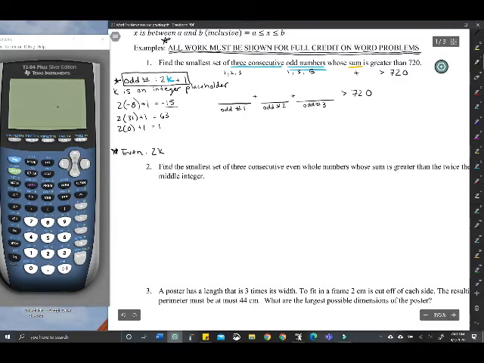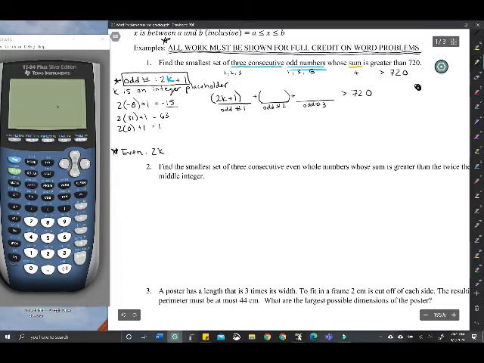Okay, with that tidbit of knowledge, we can fill in our gaps here. We know that the first odd number is going to be in the form 2k plus 1. Okay? The next odd number is going to be very similar, but let's just think over here.